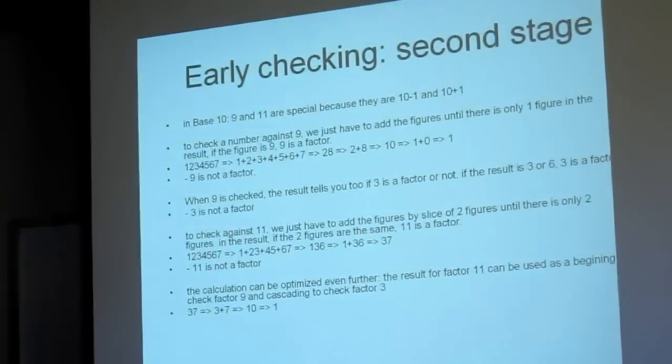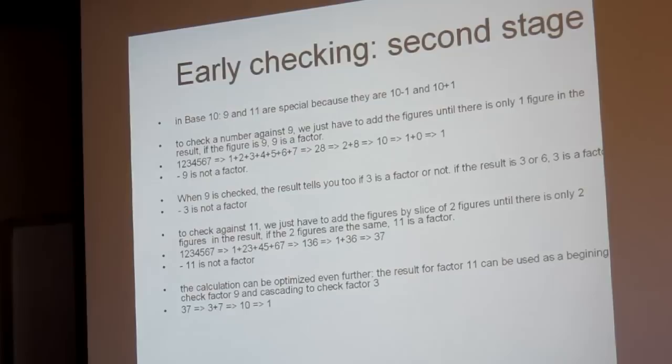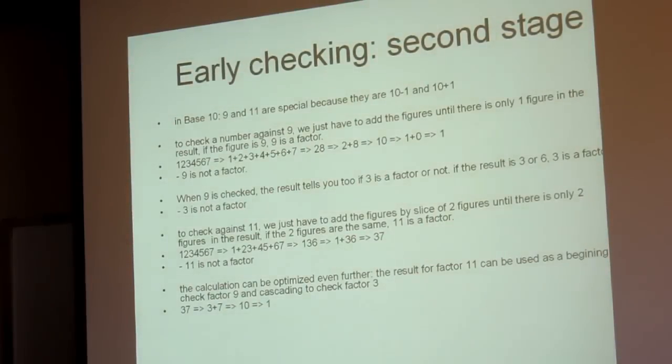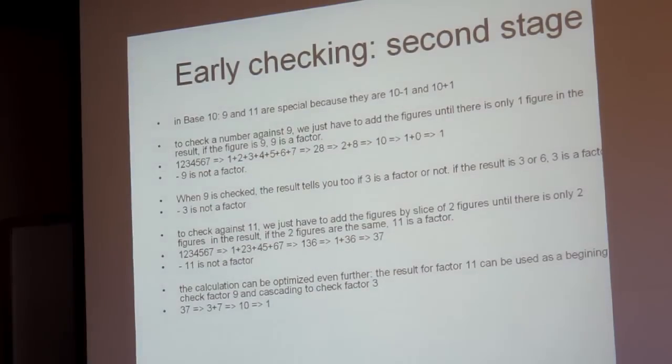And in our case, in base 10, we can do all the calculating only once, because if you do it for 11 first, you can reuse the 47, which is the result, to calculate for factor 9, and you check for factors 11, 9, and 3. Very efficient.